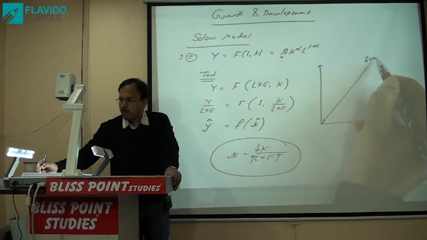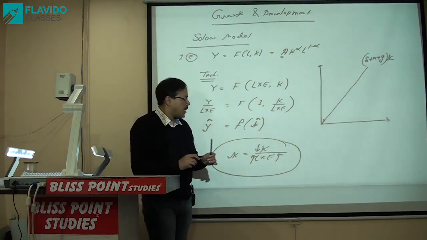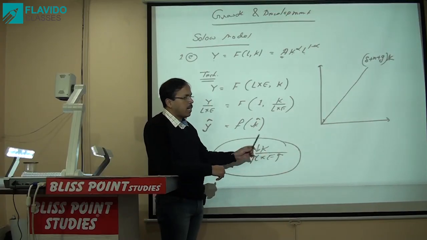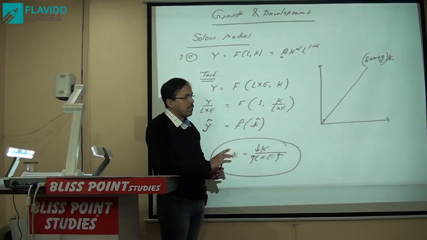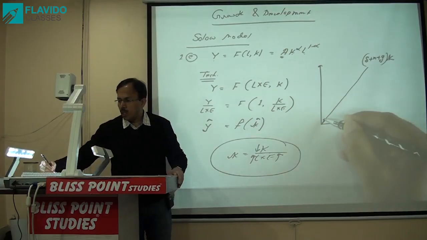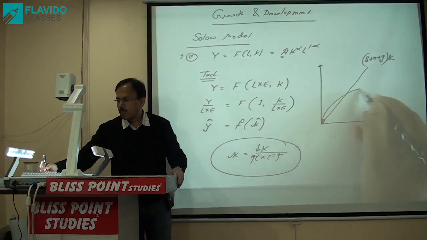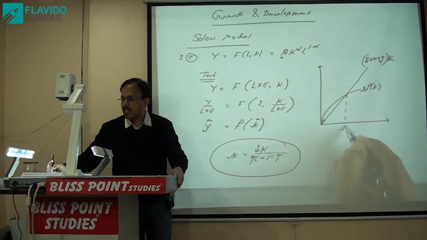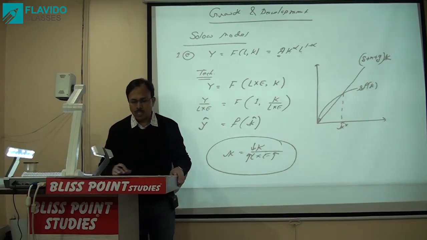Delta plus N plus G into K: delta is the depreciation rate, N is the population growth rate, and G is the technical progress rate. These 3 factors are taken there. And then you equate it with the saving as a function of income, and that determines the steady state value. From here the steady state of the economy is determined.